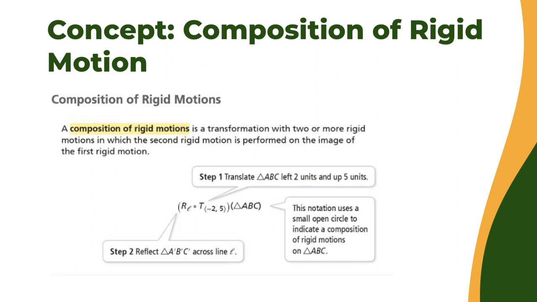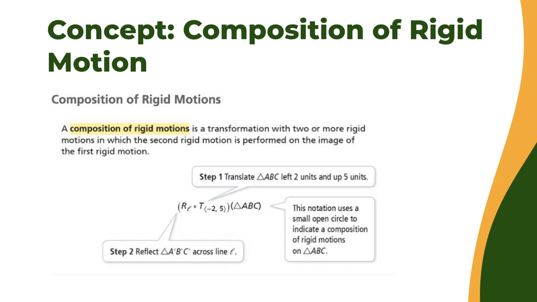Okay, guys, we could also do more than one transformation at a time. And we call this a composition of rigid motions. So, oh goodness, it's raining. You can probably hear that in the video. But a composition of rigid motions is a transformation with 2 or more rigid motions in which the second rigid motion is performed on the image of the first rigid motion.